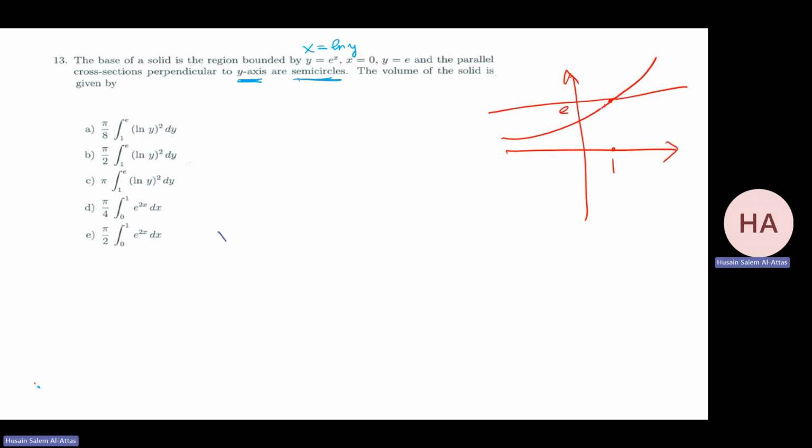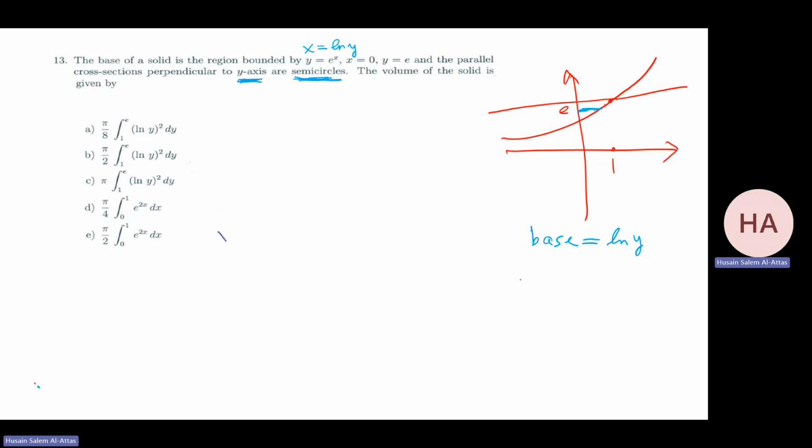this one, since it's perpendicular to the semicircles. Perpendicular to the y-axis, I mean. So it should be something like this. Okay. What is my base? The base will be what? The function minus 0, but in terms of x? In terms of y. So it will be ln y.